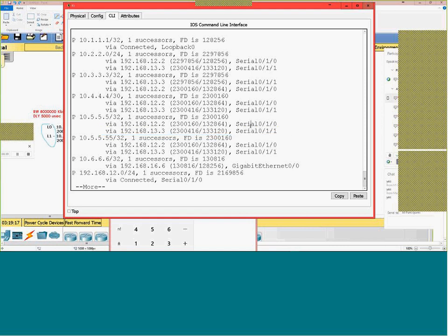And by the way, the reported distance is now different. This is my preferred path. This is my backup path. Does the backup path meet the feasibility condition? Yes. The backup path meets the feasibility condition: 133120 is less than 2300160.